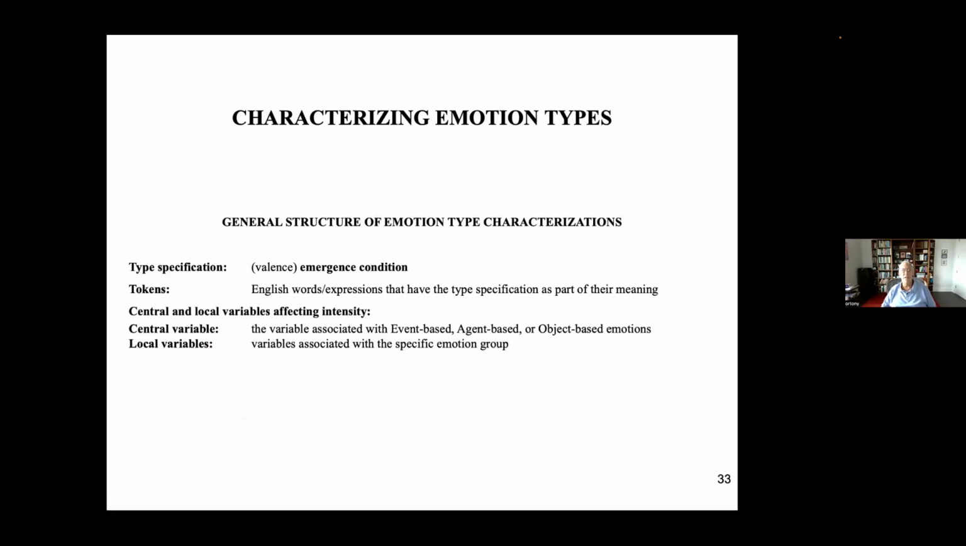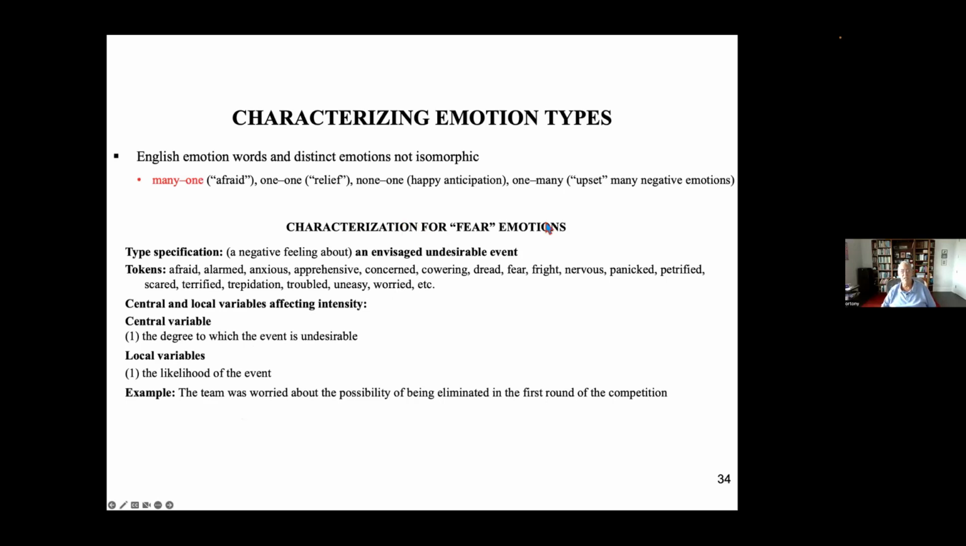So to look at the characterization first of fear emotions, which is a case of emotion words where there is a many-to-one relationship, many emotion words, one emotion type. Here are a lot of the emotion words, emotion tokens, so there are many of them. We have what we call a fear emotion, and we put fear in quotes because it's not a definition of fear, it's just the label we give to a type of emotion, a negative feeling about an envisaged undesirable event. And here are the intensity variables. The central variable is the undesirability of the envisaged event, and the local variable is the likelihood of the event.